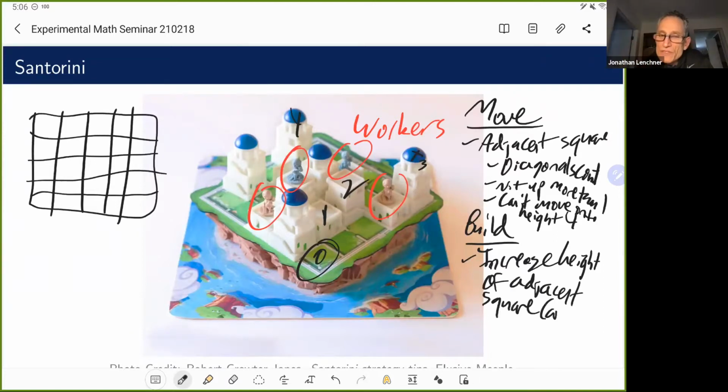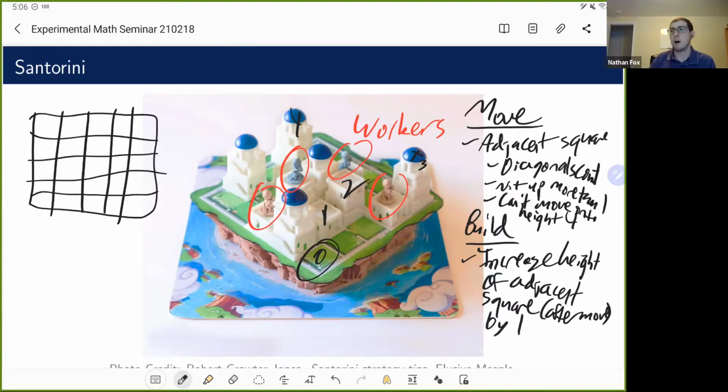Is there any notion of these buildings being yours or your opponent's? No. The buildings are just part of the board. So when you build, you increase the height of an adjacent square by 1. And there are no height rules for building: even if you couldn't move up high, you could still build up high. So this worker could move there and then build on there. That's allowed.